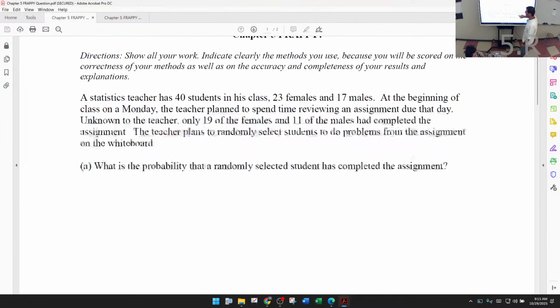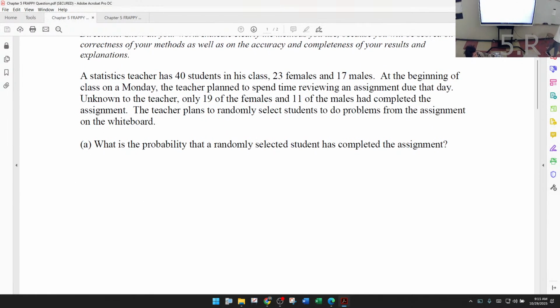Okay, first question. So focus in because, again, some of these, not some, for sure, letter B is a question you will see. There is no doubt about that. So a statistics teacher has 40 students, 23 females, 17 males, so they're not equally distributed. However, it's 23 and 17, it's close.